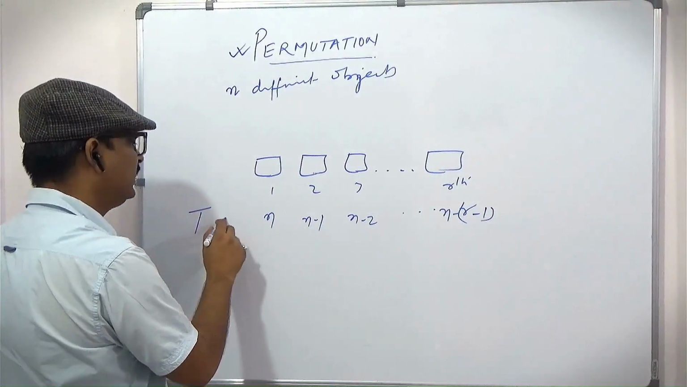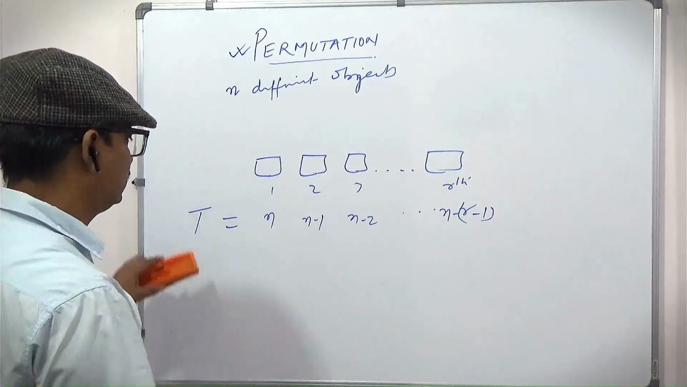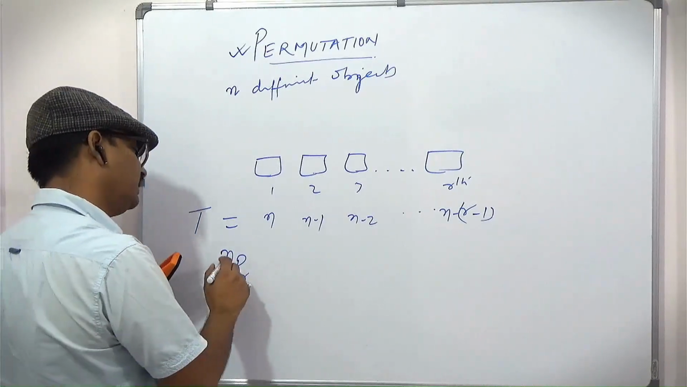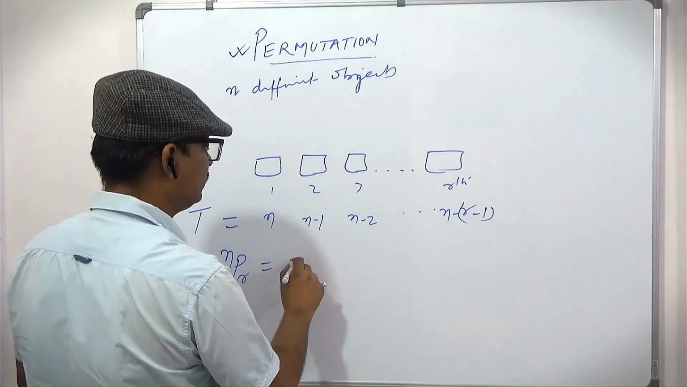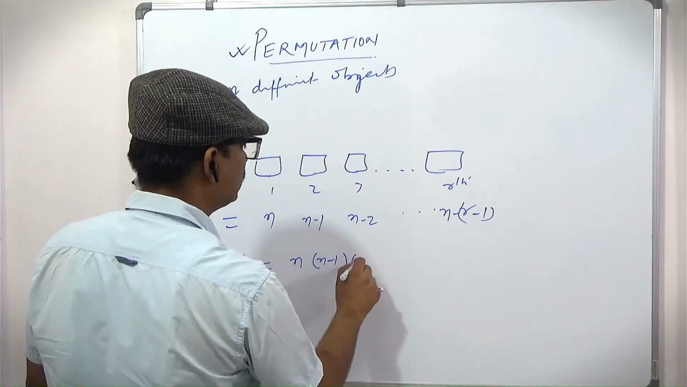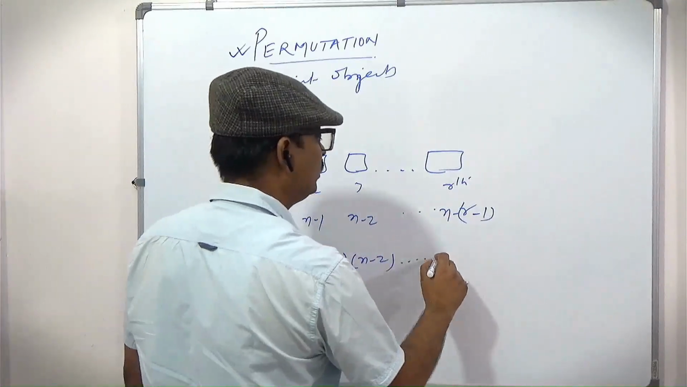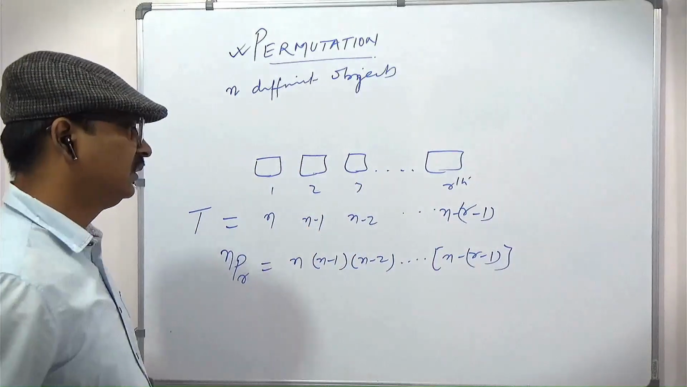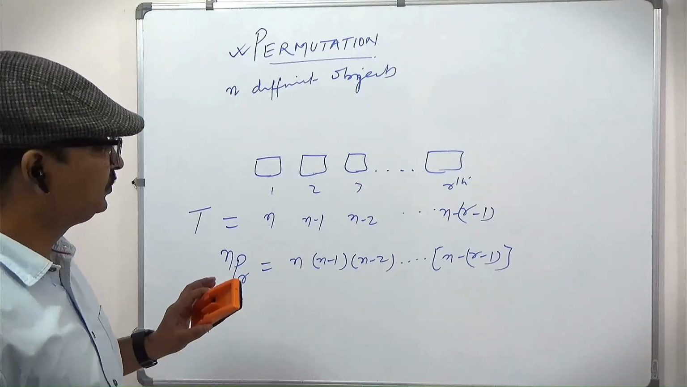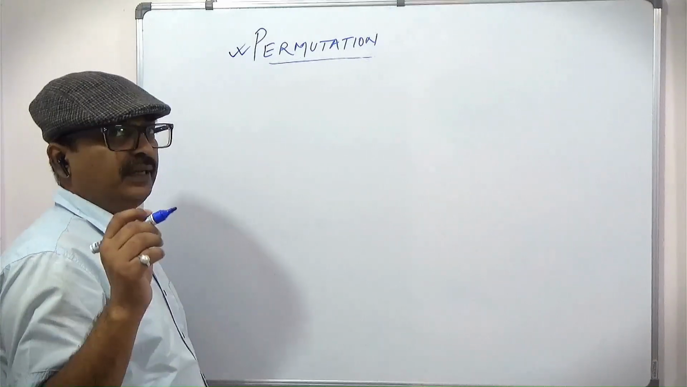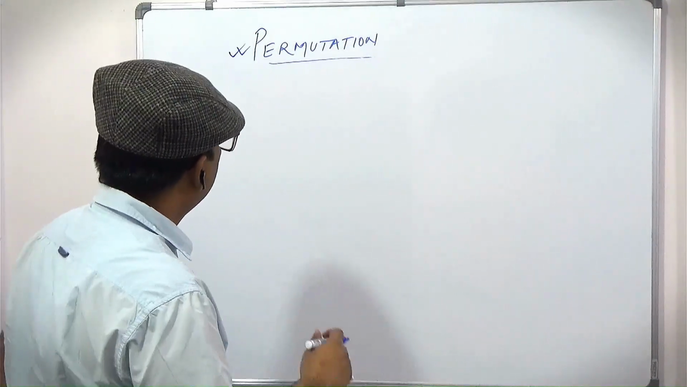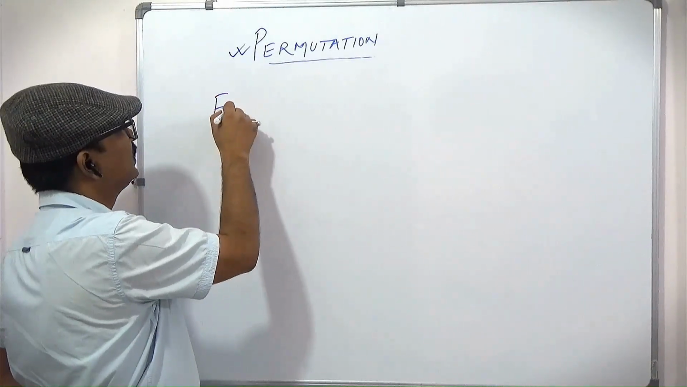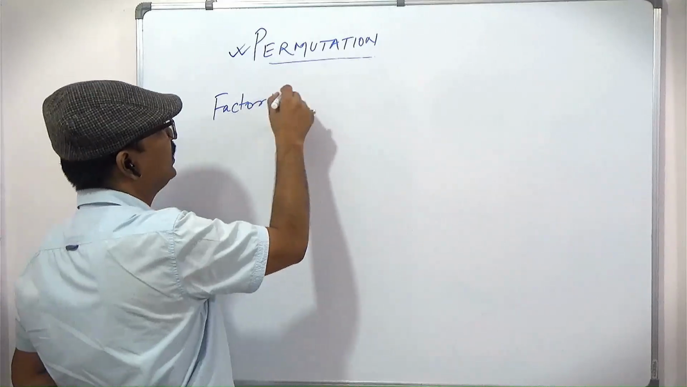So the total number of ways is equal to this. And what is this? This is our nPr. That is, permutation of n number of objects taken r at a time is given by n cross n minus 1 cross n minus 2 up to n minus r plus 1. So this is the formula for nPr. A better formula can be derived if we have knowledge of factorial notation. What is factorial notation?